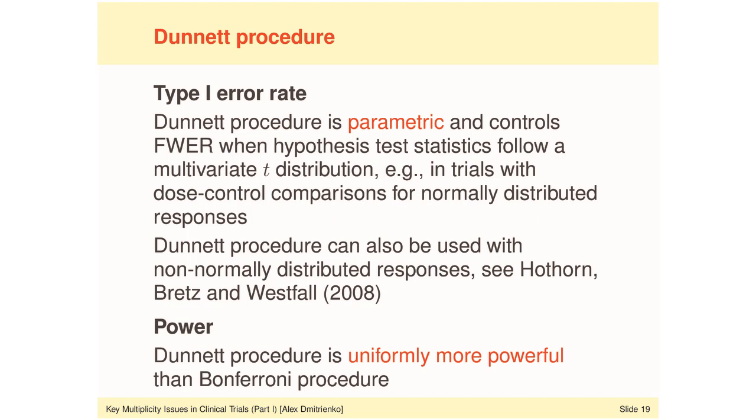As far as power is concerned, the Dunnett procedure is a parametric procedure, and you would not be surprised to find out that it is uniformly more powerful than the Bonferroni procedure, which means that the Dunnett always rejects all hypotheses rejected by the Bonferroni, and sometimes it will reject additional hypotheses. Even though this power gain is sometimes relatively small, we should definitely take advantage of this feature. It's a free lunch. We end up with more power simply because we use a more efficient statistical approach.